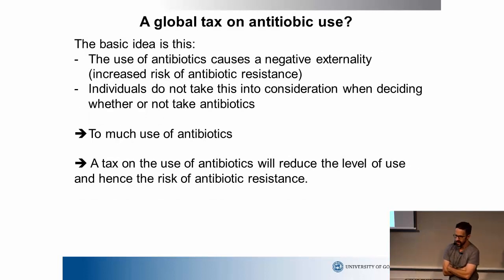So the way we could think here is, instead of thinking of global warming, we can think of use of antibiotics as a negative externality. It's something that affects other people, and therefore we should reduce the use of antibiotics. And people don't take this into consideration when they make the decision, right? So it's very similar to thinking about taxing carbon dioxide emissions. By imposing a tax on antibiotics, we would reduce the use of antibiotics, and therefore we would reduce the likelihood of antibiotic resistance.